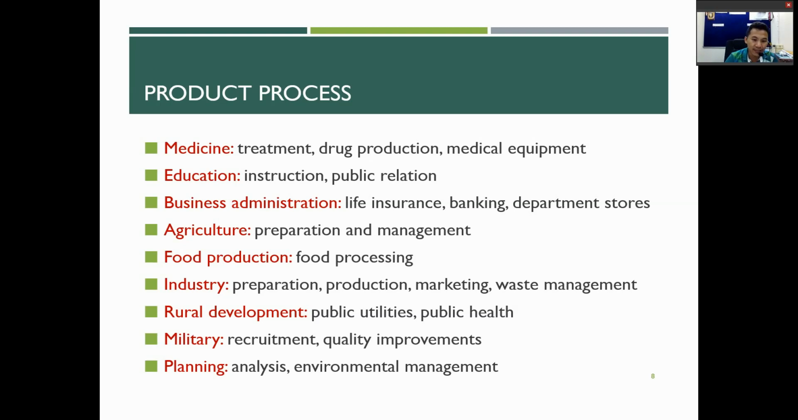Rural development, including the public utilities, public health, even military. I'm very surprised at all the recruitment and the quality improvement that tries to set the people so they can function almost the same or more, like they have some sort of a program that can turn one into the other, something like that. And the last one is the planning, like some sort of analysis and environmental management. They all totally need the product process, one type of the technology.